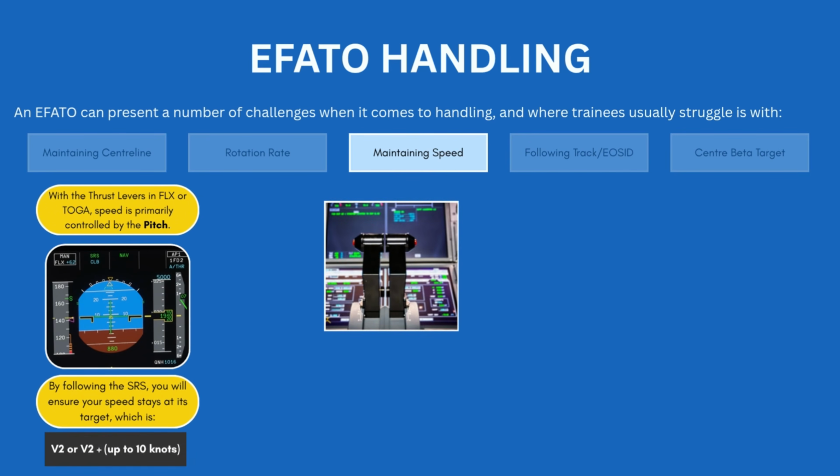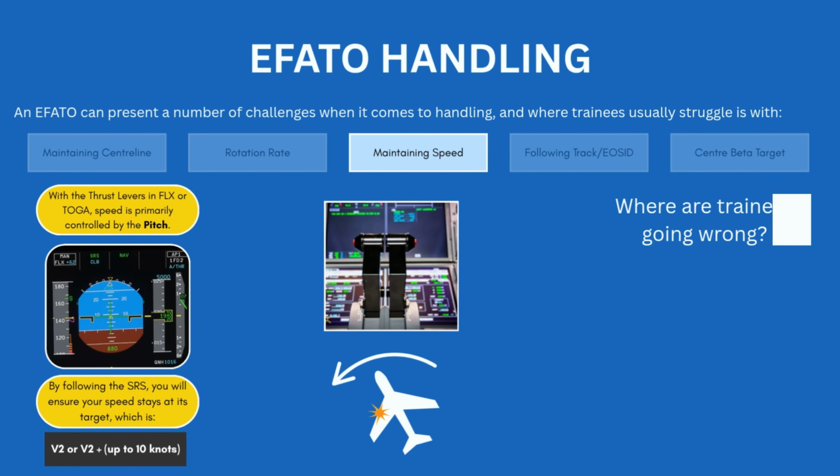Toga may be selected during an EFATO to increase climb performance, particularly in hot and high conditions. Speed, however, is controlled by pitch, not thrust in this case. Remember that selecting toga will increase your yaw, requiring greater rudder input.